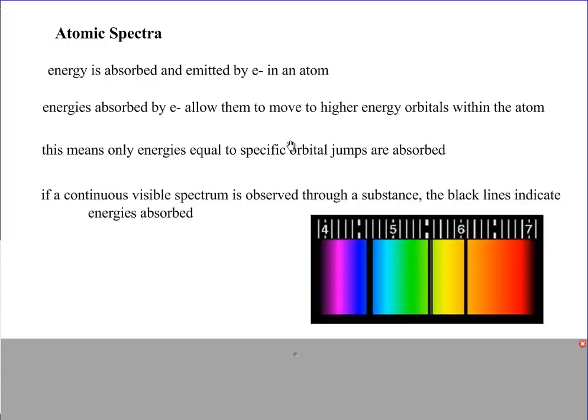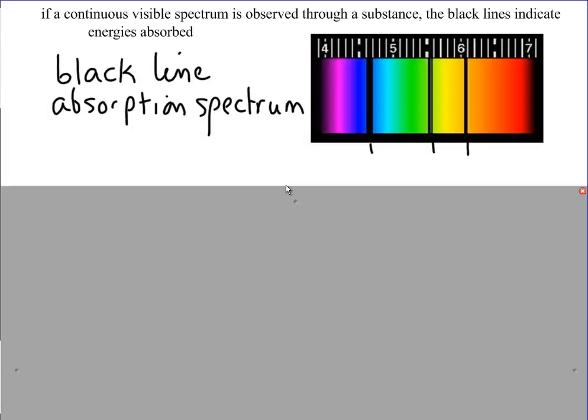If I shine a continuous visible spectrum, basically that means white light, through a transparent but colored liquid or substance, what I'll see is the rainbow spectrum, but I'll see some black lines like this. And these are places where the electrons have absorbed energy to allow them to jump to higher energy levels, and so all that energy is removed from the spectrum, leaving the black lines. As you might guess, this is called a black line or absorption spectrum. So the absorption spectrum, again, is created by electrons absorbing energy to jump to higher levels.